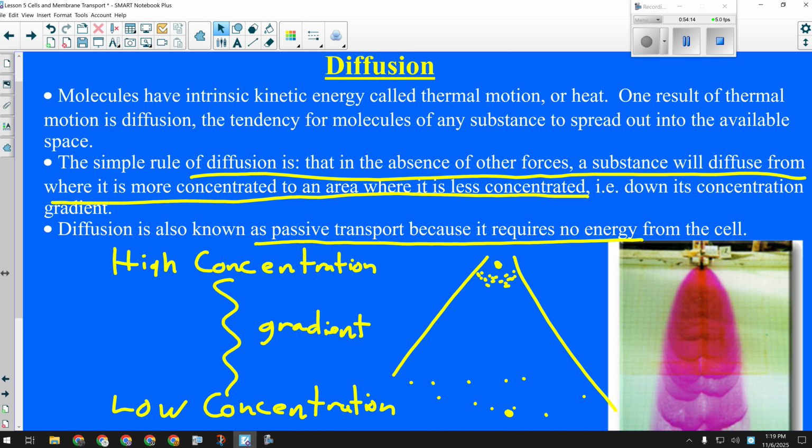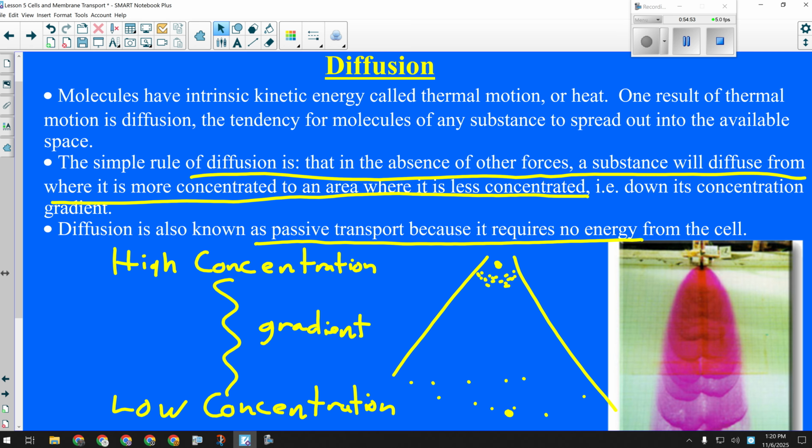So the simple rule of diffusion is that in the absence of anything else, like a current, substances will diffuse from high concentration to low concentration, down the gradient. It is passive. It doesn't require any energy. So it's just going to happen. That's the other drawback to passive transport. If it's passive, it's going to happen whether you want it to or not. You cannot control it. It is just going to go. But diffusion works pretty reliably for most cells.